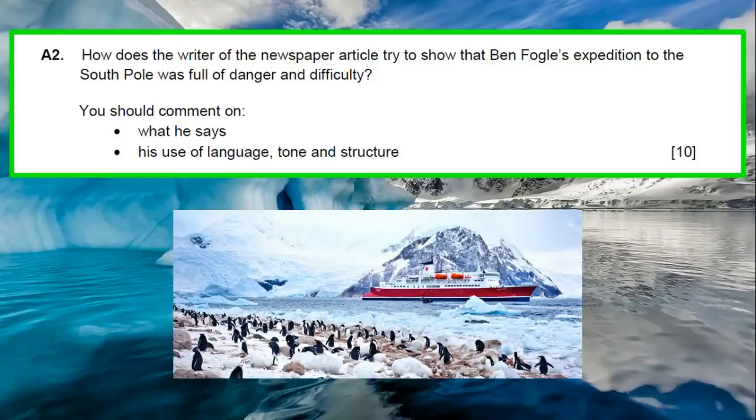And it's 10 marks. This is the Ben Fogle and Captain Scott exam paper. So if you haven't got a copy of it, just go onto Google, type in EDUQAS Ben Fogle, and you should be able to find it pretty easily.